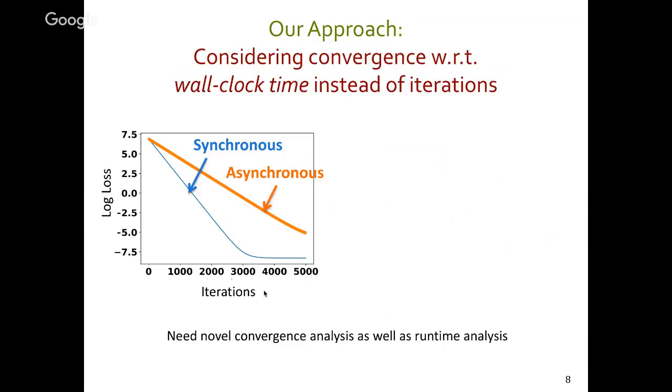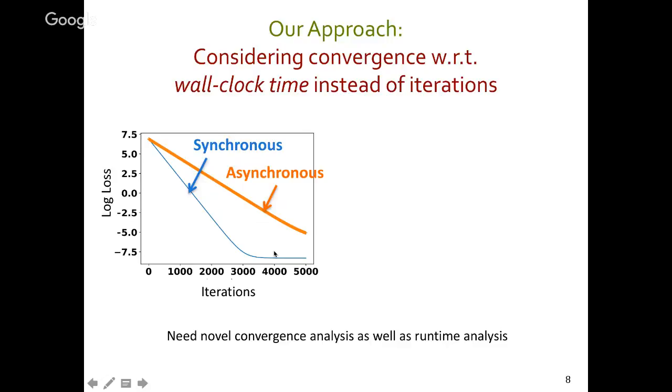The runtime per iteration can be very different, and that can completely change our perspective on the speed of convergence of SGD. So the approach that we take in our work is that instead of looking at the error convergence with respect to the number of iterations, we look at the convergence with respect to the wall clock time. In this example that I'm showing here, we are showing the error convergence with respect to iterations for two versions of SGD, synchronous and asynchronous. I'm going to describe in more detail what these versions mean. As you can see, asynchronous is worse in terms of error than synchronous.